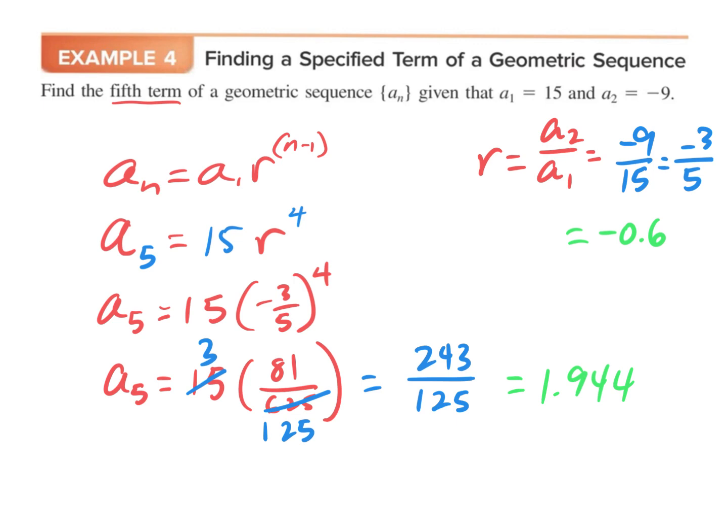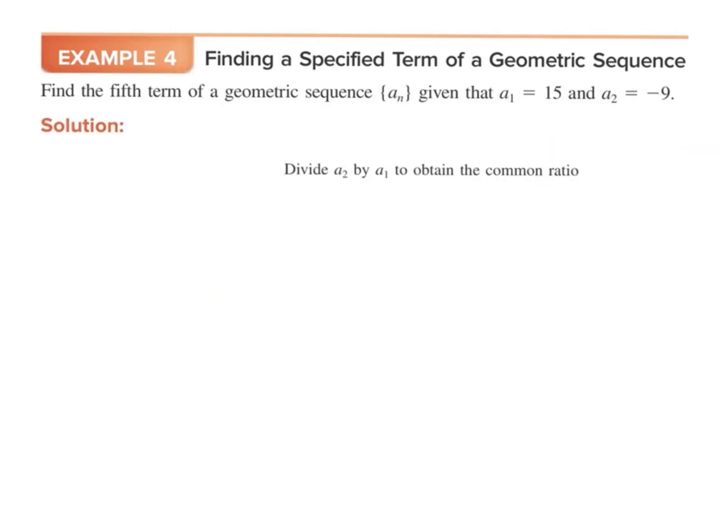Let's see. Here's another one. Finding a specific term, but this one's going to be a little trickier. All right. Which example? This is example 4. Just did that. Oh, no, we just did that one. My bad. No, that's just all the work that I skipped over. All right.